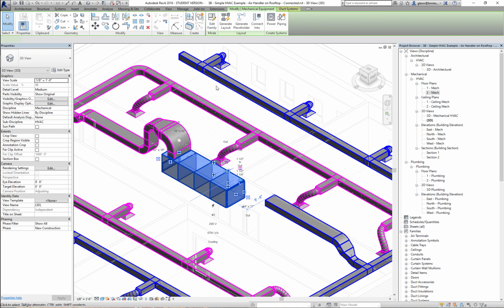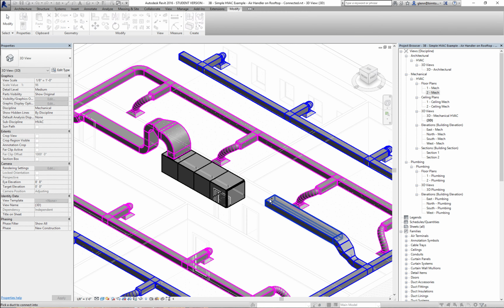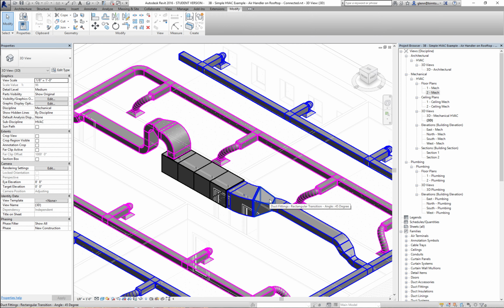But as we go through and I say connect into, and I'll do the supply air, looks like the big one, out. Okay, did it. I'm actually surprised it was able to make that one. But it's got a funky connector right there. So it might be better, instead of doing that, to go through and just align them up again.